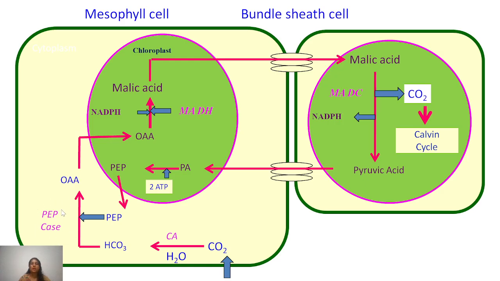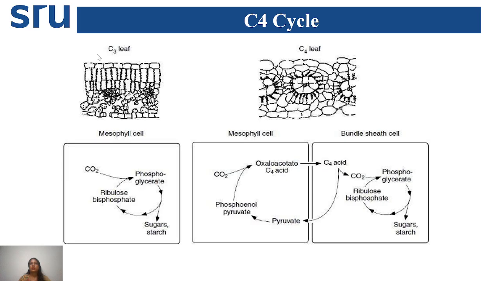Once it is accepted, it produces OAA, oxaloacetic acid. Oxaloacetic acid is a 4 carbon compound. That's why we call it a C4 cycle. How the names were defined: in the C3 cycle, the first compound produced is phosphoglycerate. This phosphoglycerate is a 3 carbon compound. That's why we call it a C3 pathway. And the first stable product produced in C4 is oxaloacetate, a 4 carbon compound. That's why we call it a C4 cycle.